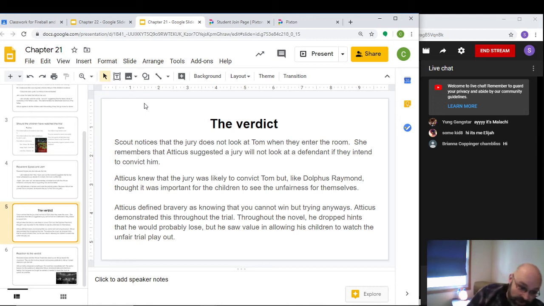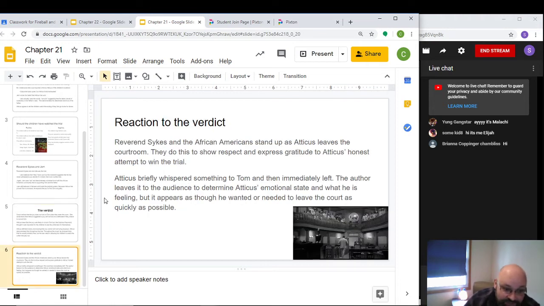Also, remember Atticus earlier mentioned his definition of bravery was knowing that you couldn't win but trying anyways. So Atticus kind of personifies this. He knew he probably couldn't win. He tried anyways. He tried his best. And there was probably some value in allowing the children to see an unfair trial play out. The reaction to the verdict.